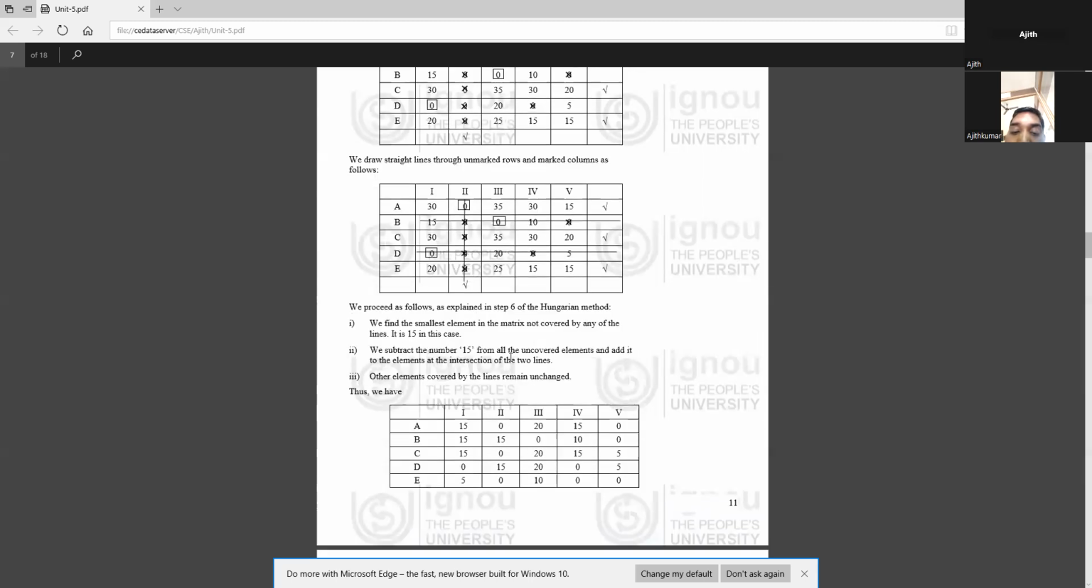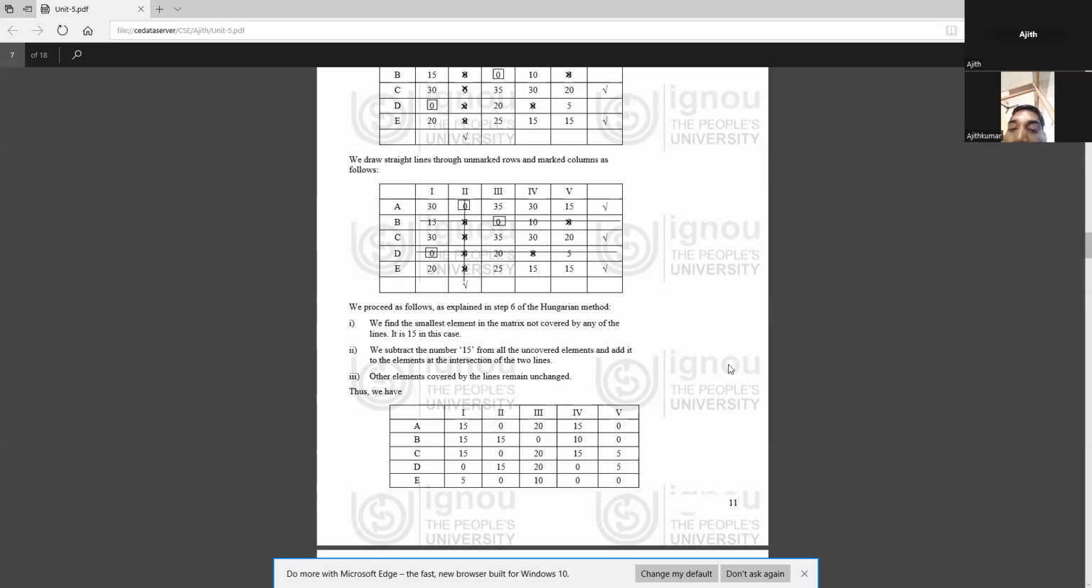So now we apply the Hungarian method. Among the uncovered elements, the minimum element will be considered for subtraction, and at the intersection of lines we have to add the value. We find the smallest element in the matrix not covered by lines, 15, and we subtract 15 from all the uncovered elements, and at the intersection of two lines we add 15. So 30 minus 15, 15. The 0 is on a marked line, so we do not change the value 0. And 35 minus 15, we have the answer 20.